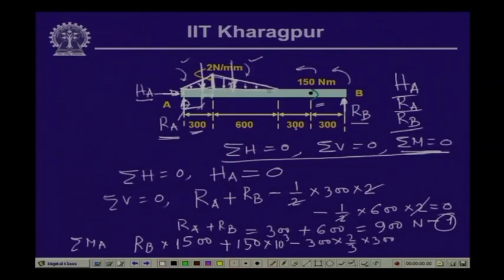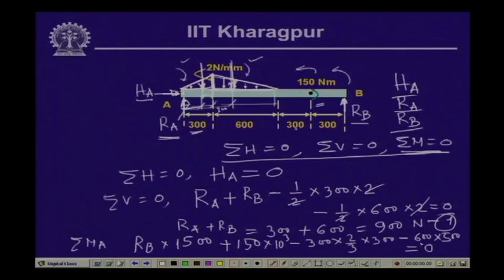The contribution of this particular loading: the load is half of 600 times 2, so this is again 600. Again, this is in a clockwise direction, so minus 600 into the distance. The action of this load is 1/3 from this end. From here to here this is 600, so this particular distance is 200 and the distance from here is 300. So, the total distance of this load from this end is 500. So, this is into 500 and this equals 0.